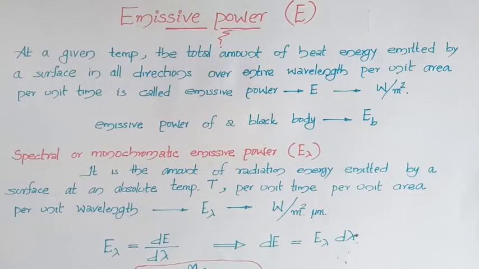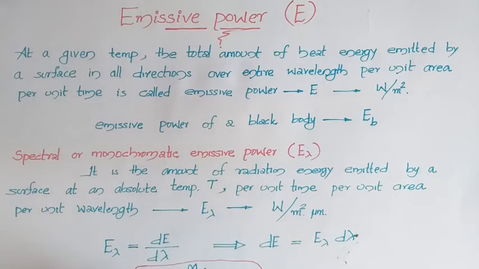Hello everyone. In the last video we discussed irradiation, which is simply the energy that is coming towards a surface or incident on a surface. In this video we will be talking about the energy that is going away, or which gets emitted from the surface, which is known as emissive power.